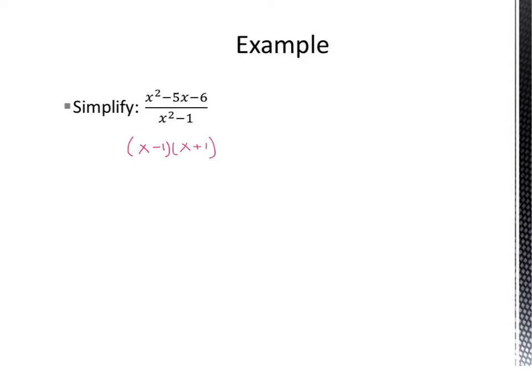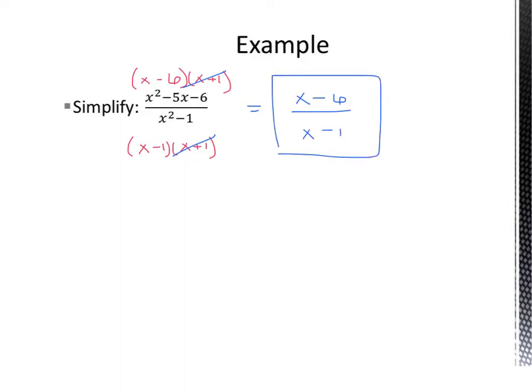I'm going to factor the top. It's x minus 6, x plus 1, because that's what gives me a negative 6 at the end and a negative 5 in the middle. And then if there are any common factors, you cross them out now, because I'm multiplying, and you write what you have left, x minus 6 over x minus 1, and that's your answer.